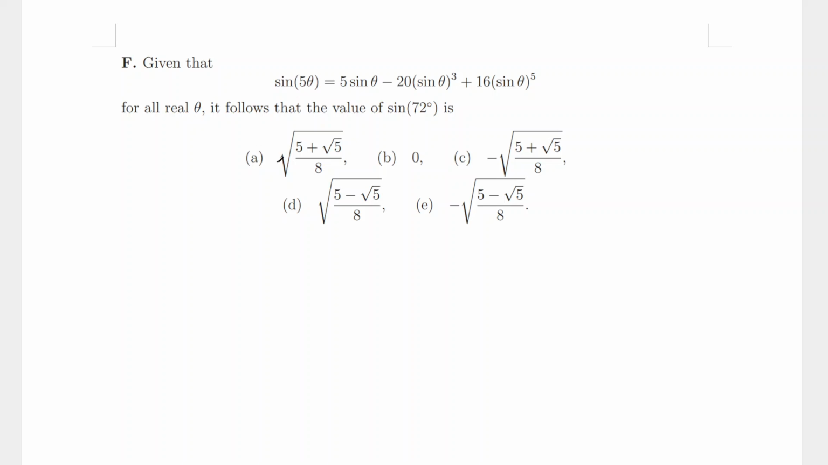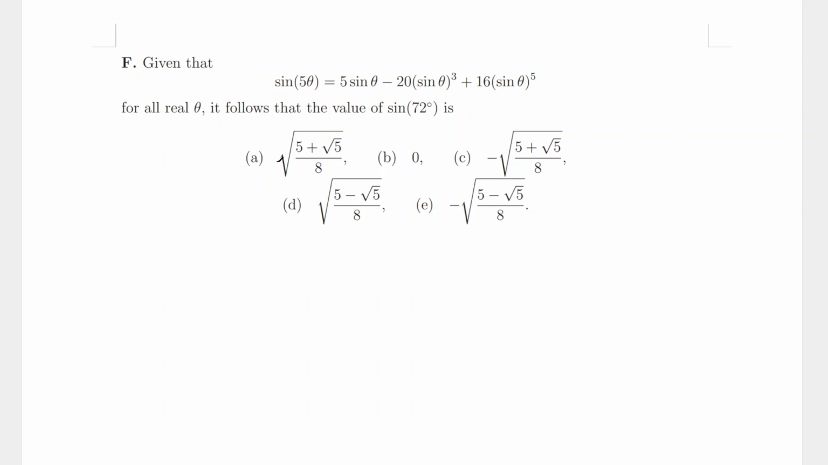Okay, question F then. So, given that sine 5 theta is 5 sine theta minus 20 sine cubed theta plus 16 sine to the 5 theta, well, that should be familiar to our further math students. You just do that by some De Moivre and then some binomial expansion here and there. Okay, and it says for all real theta, well, of course, it follows that the value of sine 72 is what?